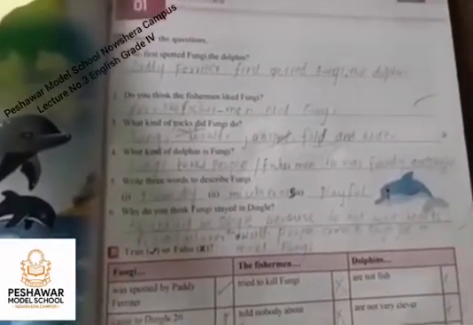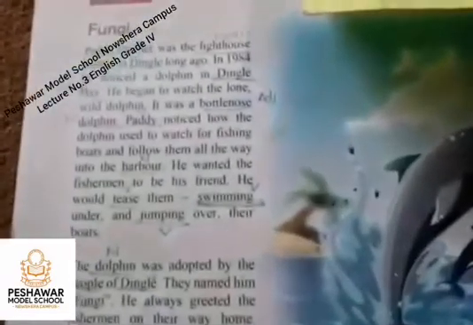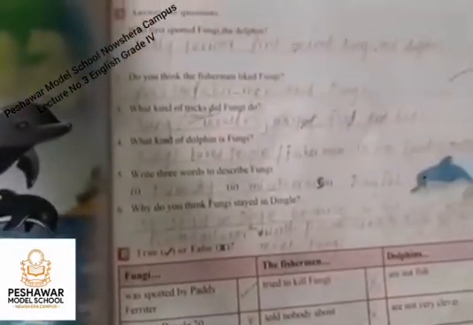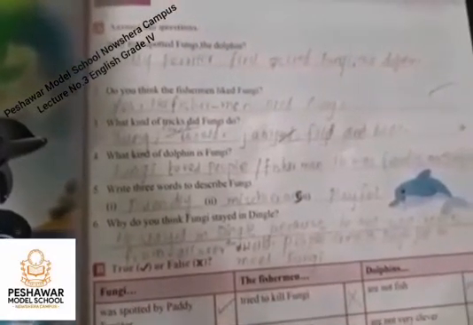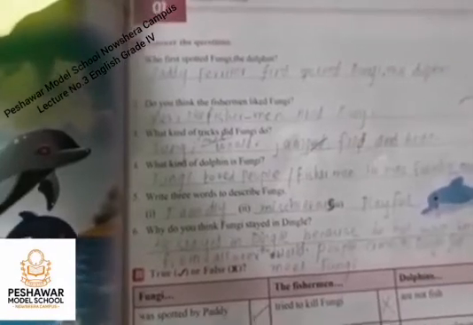So coming towards page number 5, questions and answers. Exercise A, answer the questions. Who first spotted Fungi the dolphin? You better know the answer because this is very easy and it is like the first word of the chapter. This is going to be very easy for you because the chapter is not too long and you can spot the answer really easily.